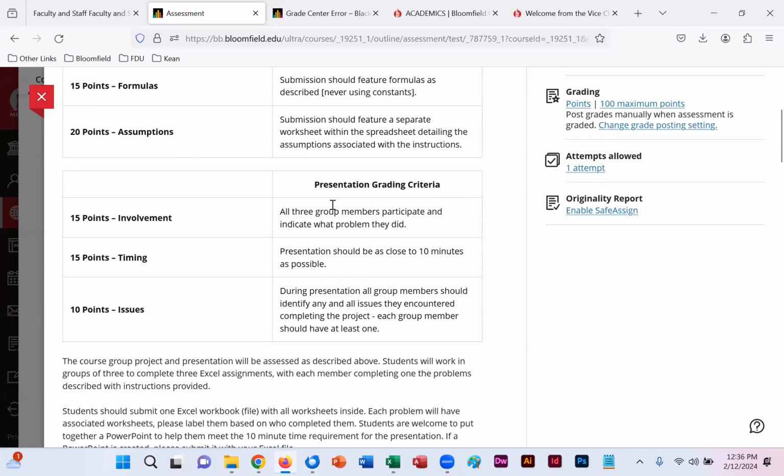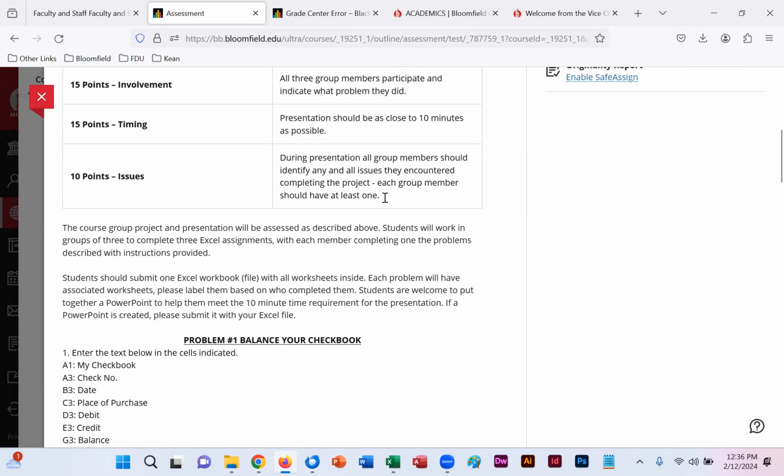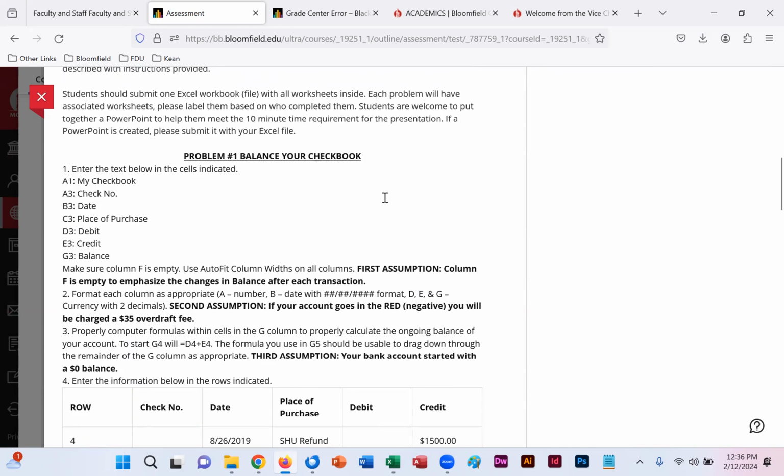The presentation itself is going to be the group, and you give a 10-minute presentation where you just basically tell us which one of the 3 problems you did. Your group member does the same, your other group member does the same. And then you just tell us what kind of issues you may have had when doing these 3 problems.